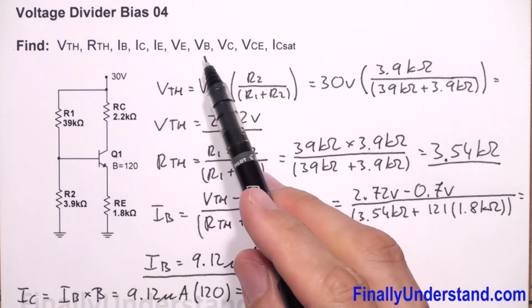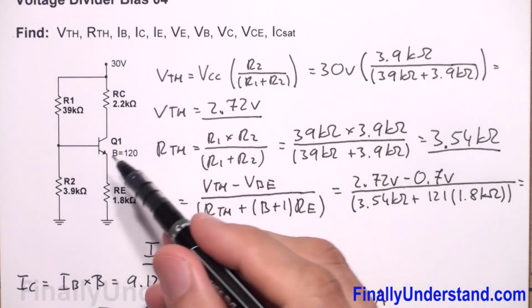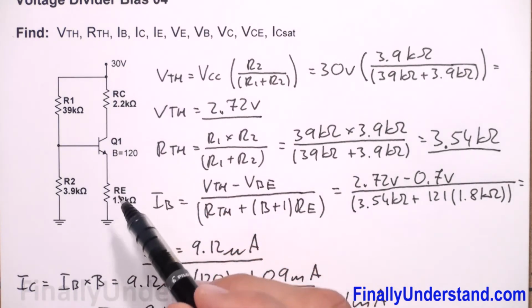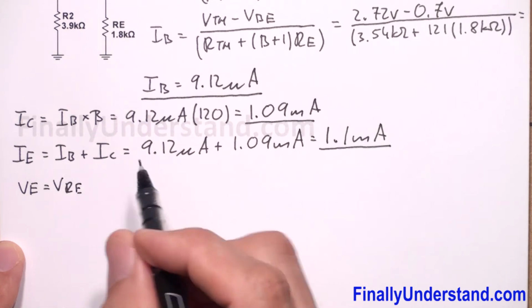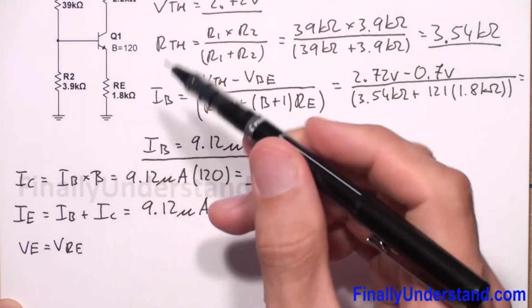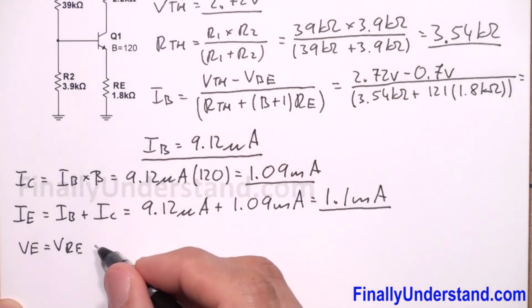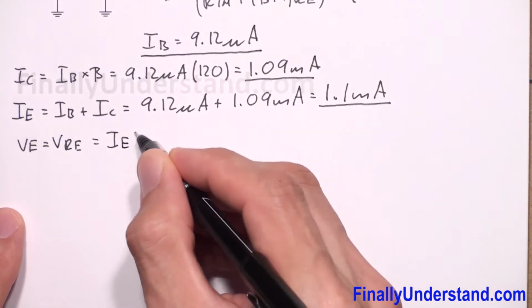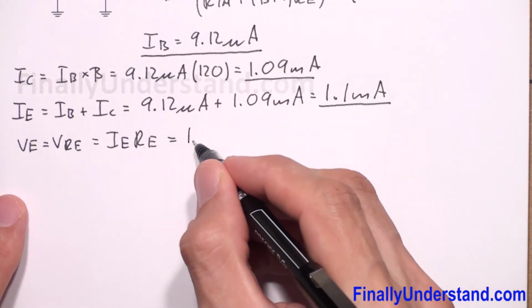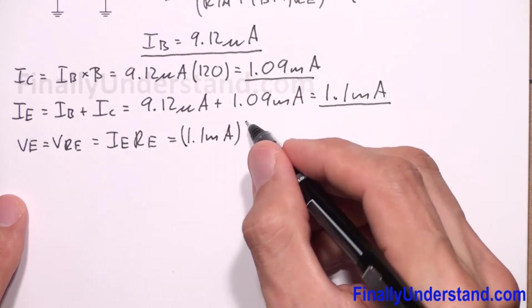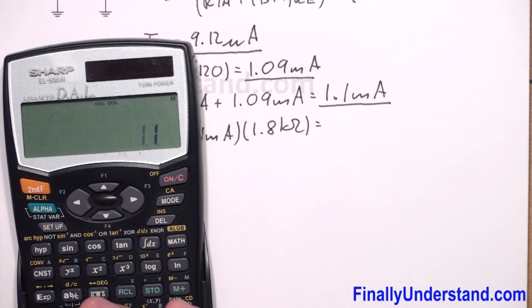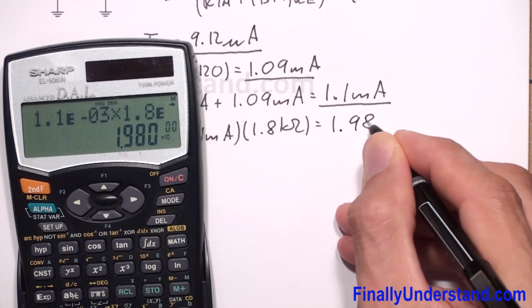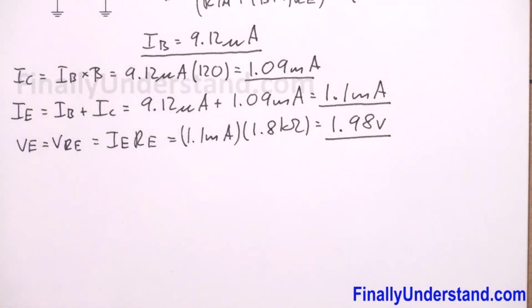Next, we're supposed to find VE. VE is the voltage between emitter and ground, in other words, the voltage across resistor RE. So VE is equal to VRE. It's the same thing: measuring the voltage from the emitter to ground is the same as measuring the voltage across resistor RE. So this is equal to IE times RE, where IE is 1.1 milliamps times RE, 1.8 kilo ohms. This is 1.1 exponent negative 3 times 1.8 exponent 3, which is equal to 1.98 volts. So this is the voltage VE.